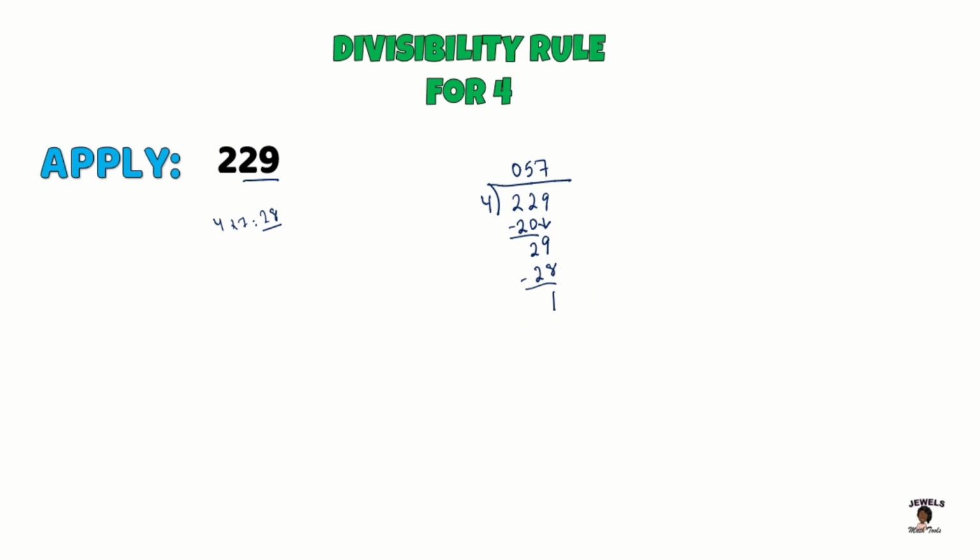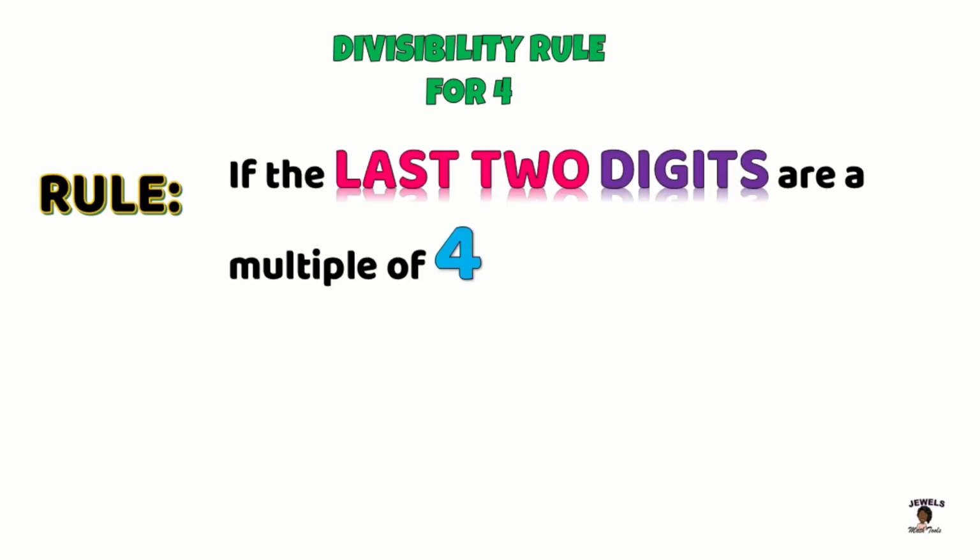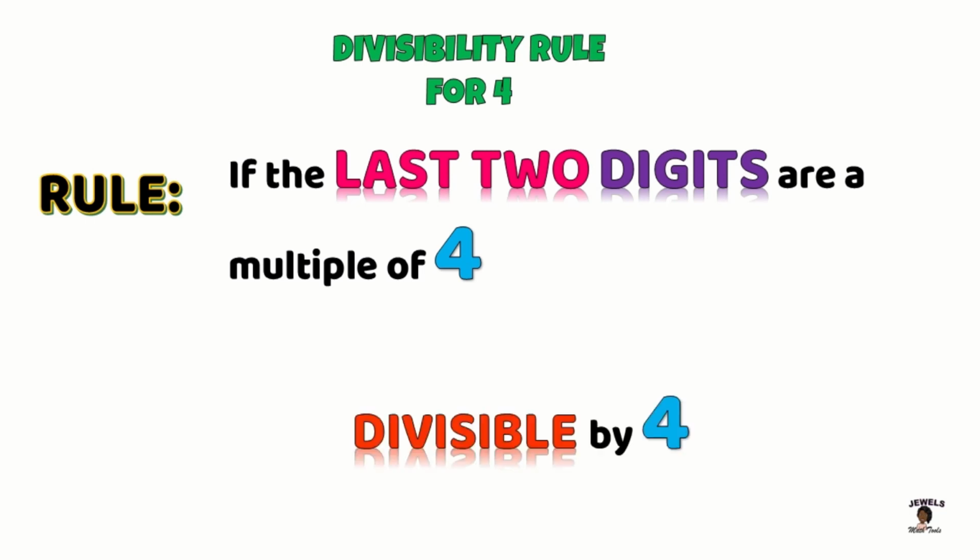Okay, so let's wrap up our session for today. When looking at your divisibility rule for 4, remember that your rule tells you that if the last 2 digits are a multiple of 4, then that number is divisible by 4. And remember that you must be able to identify the difference between your multiples and your factors so that you do not confuse the two when looking at your divisibility rule.